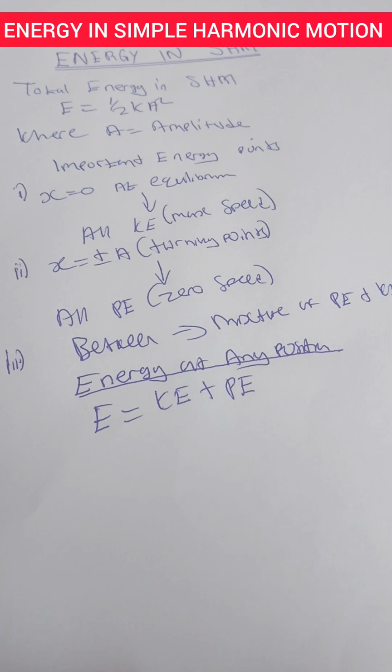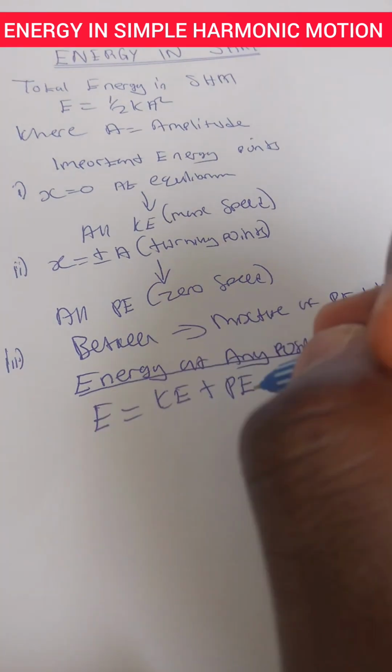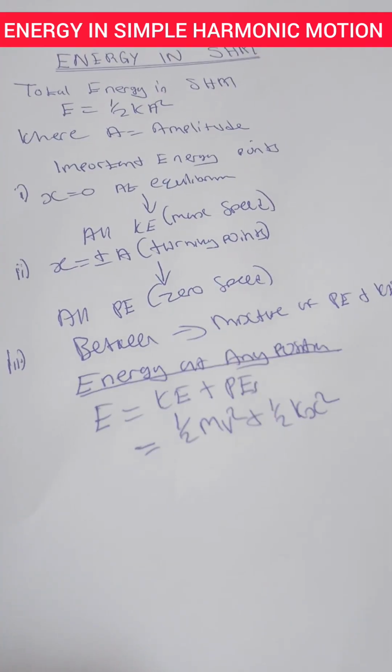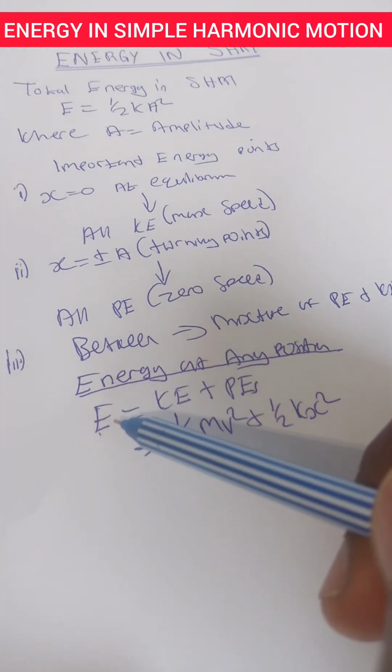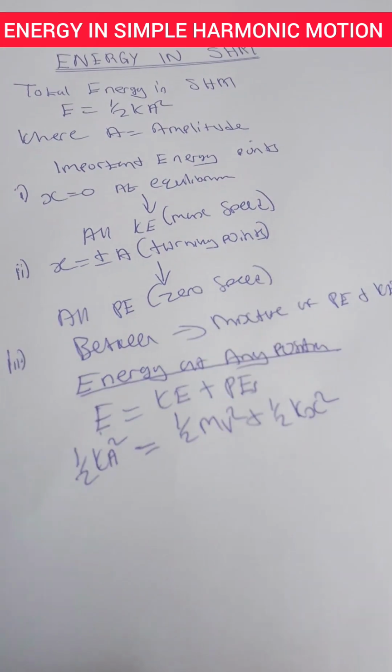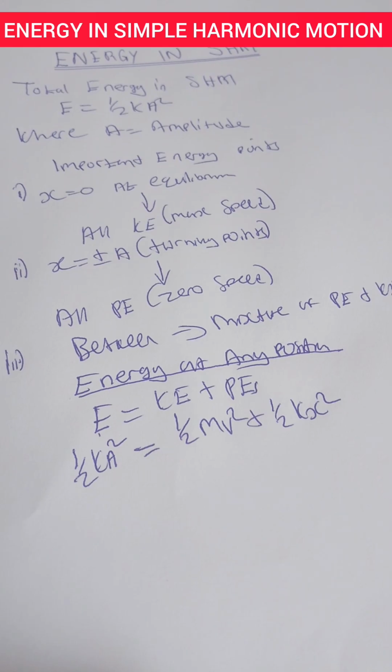Now from energy conservation, I talked about the formula of total energy. So this is also total energy, and we are going to replace it by half Ka squared. Therefore we have half Ka squared equals half mv squared plus half kx squared. And this is usually helpful in finding velocity at any point. So that's all about energy in simple harmonic motion and elastic potential energy.